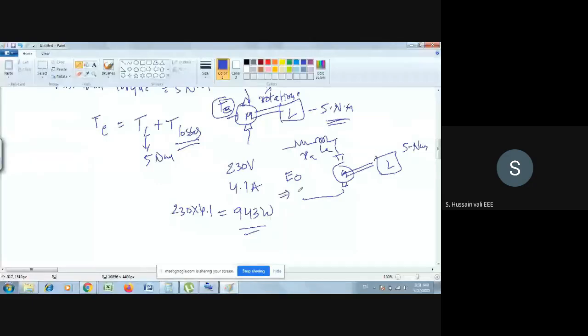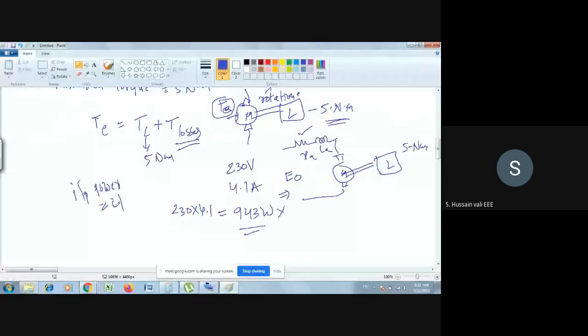This is the power which is going to the motor. From this power, we have to subtract the losses in the armature winding, and we have to subtract the output power. See here, input power is equal to output power plus losses. This is the formula we use.